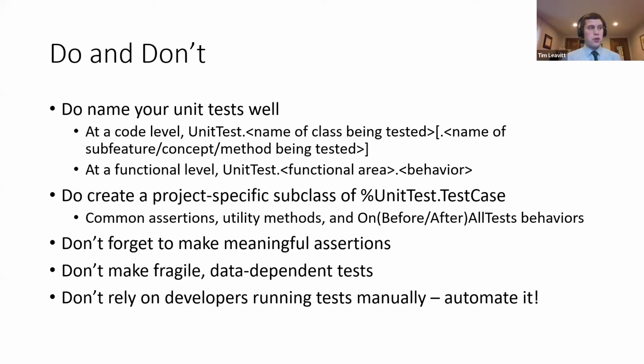As much as possible, avoid making tests that are highly data dependent, because the data underlying it, in your persistent classes, etc., might change, and you want to be sure that your test won't be invalidated without there being a regression at the code level. And don't rely on developers running tests manually. As much as possible, automate running your unit tests and notifying developers if something goes wrong.